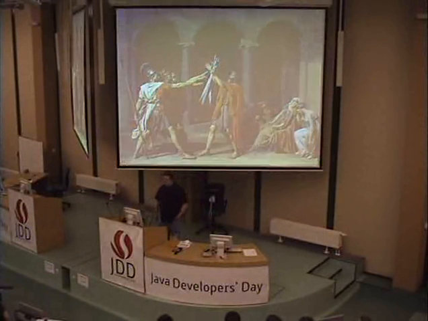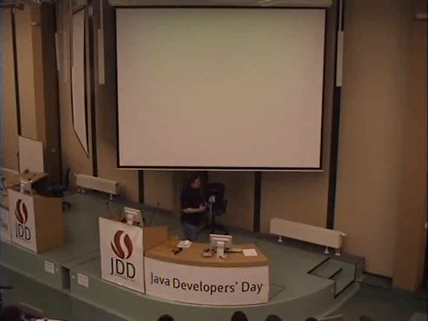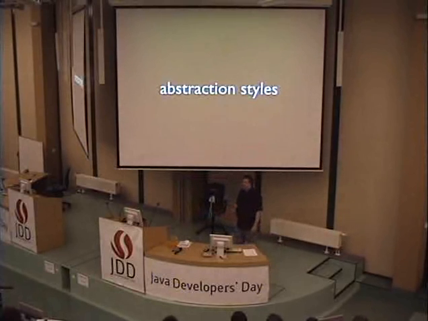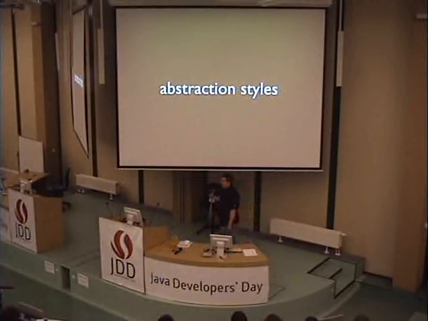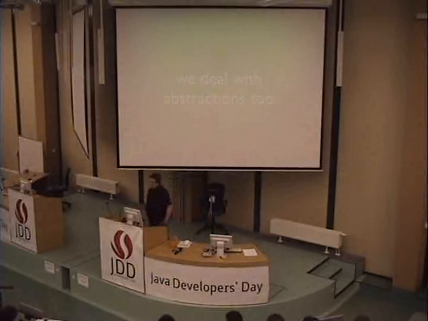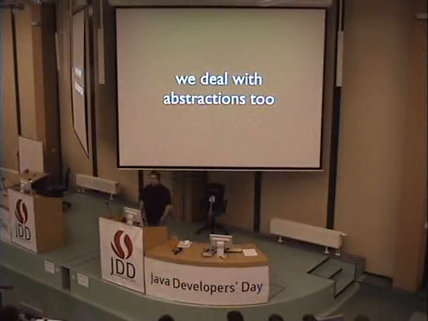So why in the world am I talking about art when we're supposed to be talking about technology? Well, when you think about art in this way, what you're really talking about are abstraction styles. Ways of abstracting this problem of I want to capture an image on canvas or a statue or something like that. And as developers, we deal with abstractions too.